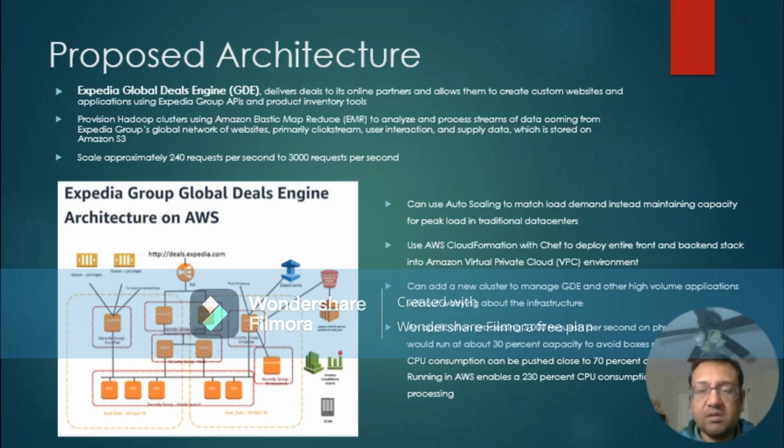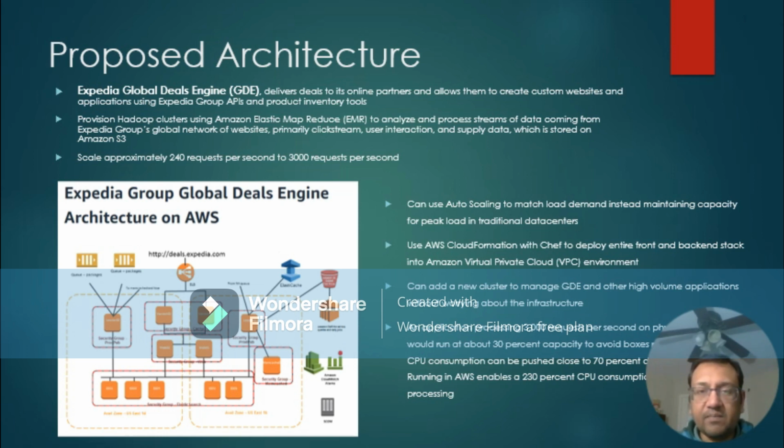Architecture is also proposed for another Expedia service called GDE, Global Deals Engine, which helps deliver deals to Expedia's online partners and allows them to create custom websites and apps using Expedia APIs. For this service, the architecture proposed was Hadoop clusters using Amazon Elastic MapReduce (EMR). This helped process and analyze streams of data coming from Expedia's global network of websites, like clickstream, user interaction, etc. This service also allowed scaling from around 240 requests per second to 3000 requests per second.